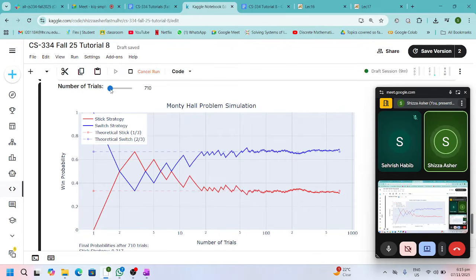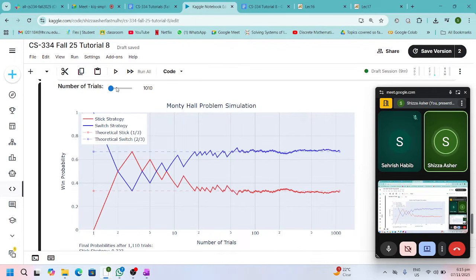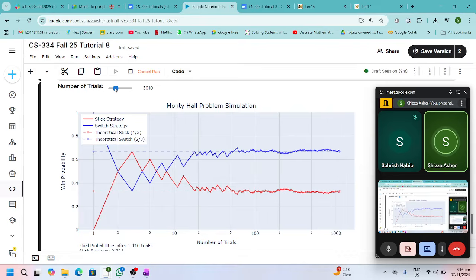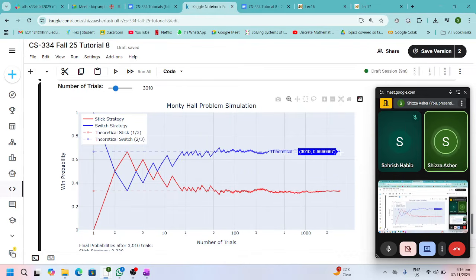Using this, if I keep increasing the number of trials, the probability comes here to 67%, 32%. If I increase it even further, now this is over 3000 trials, then 66.7% and 33.3%. Exactly what the theoretical probability was.